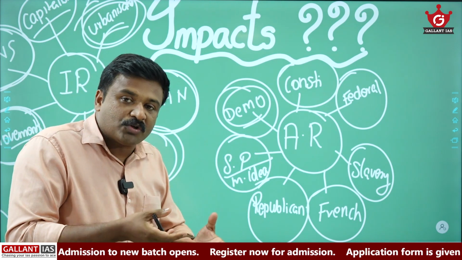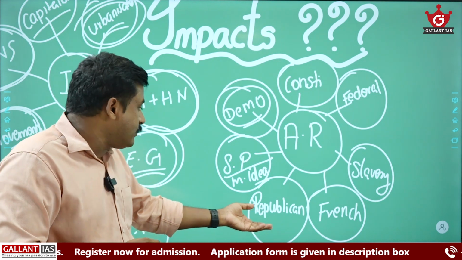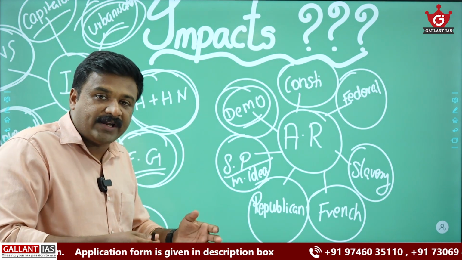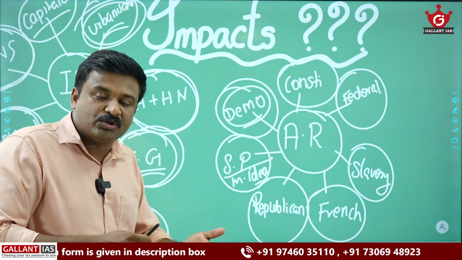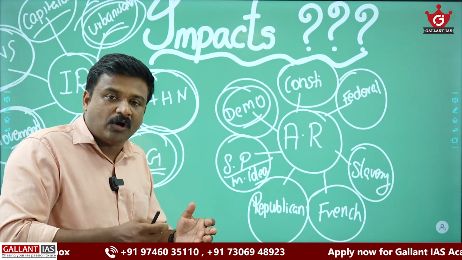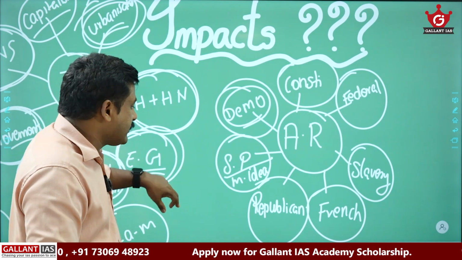Then it was an inspiration to the French Revolution. Then see, yes, the rise of republican movements. Then there is separation of power, and there is a spread of modern ideas like humanism, liberalism, individualism, democracy, or representative institutions. Those ideas became so popular. These are some impacts of the American Revolution.